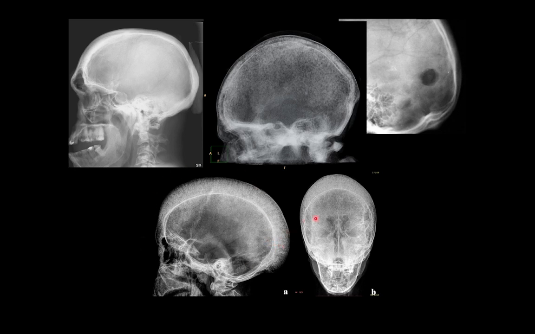In these two images, we have widening of the diploic space. Outer table, inner table. See this one? It's very small, but here it is widened because of extramedullary hematopoiesis. And there is a hairbrush appearance. Okay, so this is typical for thalassemia.